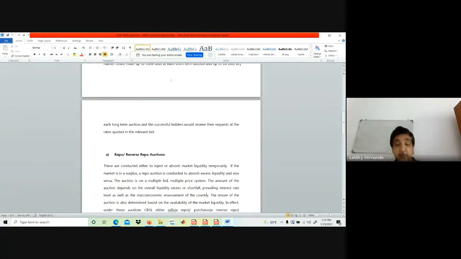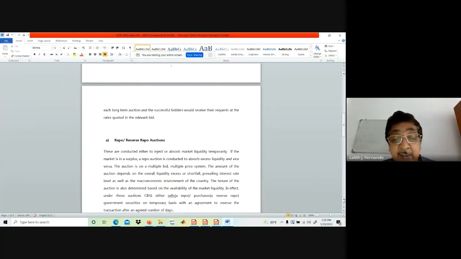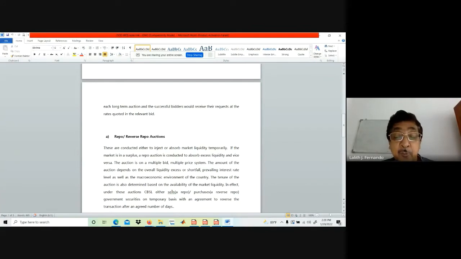Now I just want to stress here, all those activities will decide the interest rate movement. The movement of interest rates would be decided through all these operations. The tenor of the auction is also determined based on the availability of the market liquidity. In effect, under these auctions, the central bank either sells, which means it's a repo, or purchases, a reverse repo.